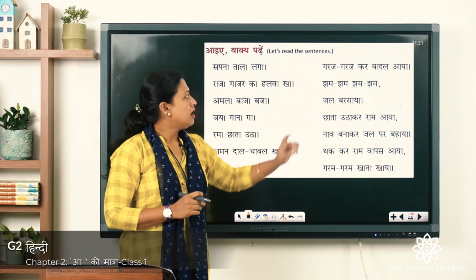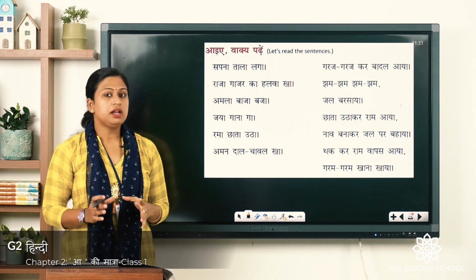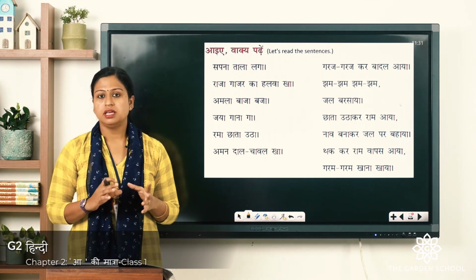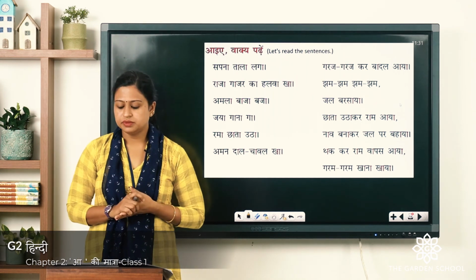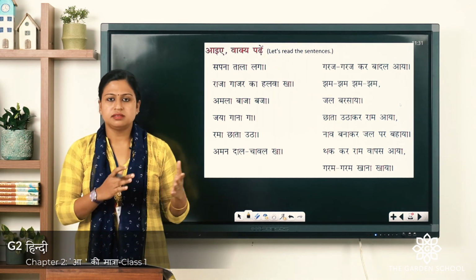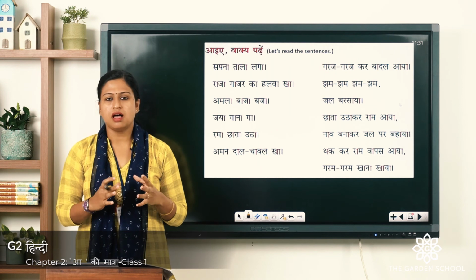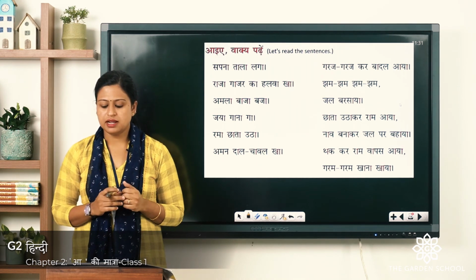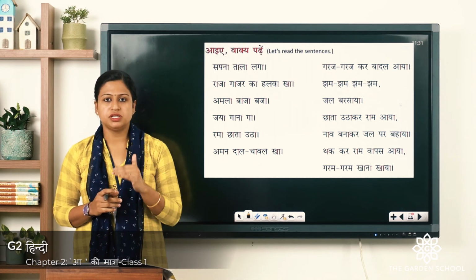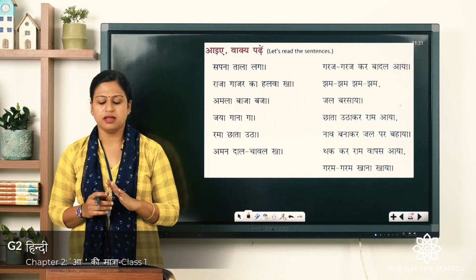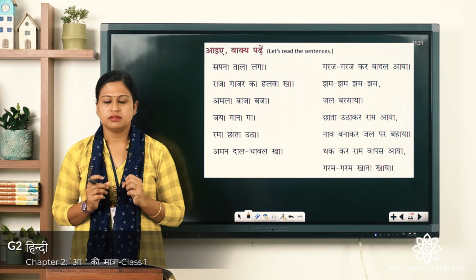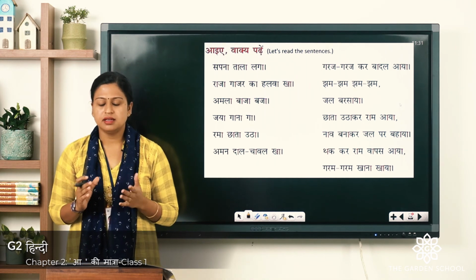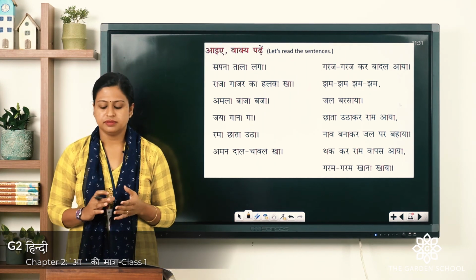Next one. Garaj garaj kar baadal aaya. Here, garaj garaj is the sound of thunder. The sentence means the clouds are thundering. Next line. Jham jham jham jham jal barsaa. Jham jham is the sound of rain. So the meaning of the sentence is, it's raining.